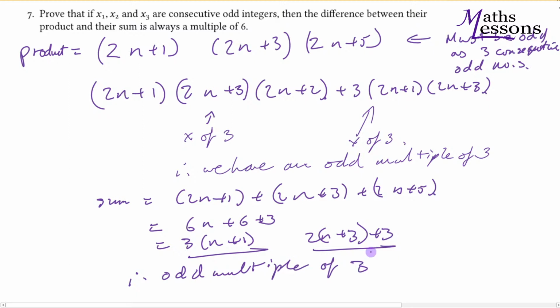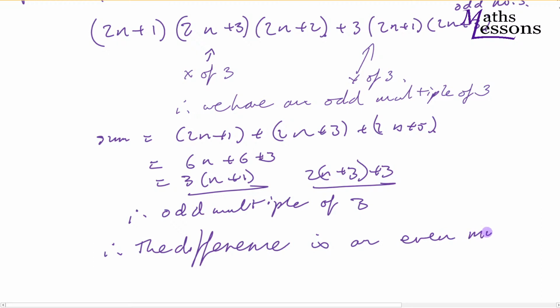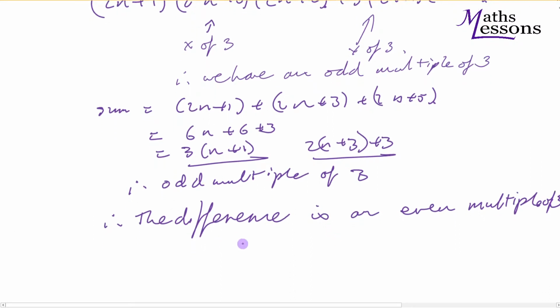So the difference between 2 odd multiples of 3 is going to be an even multiple of 3. So let's just think about that. If you've got an even multiple of 3, you've got 6, 12, 18. You can see quite clearly that all even multiples of 3 are multiples of 6.